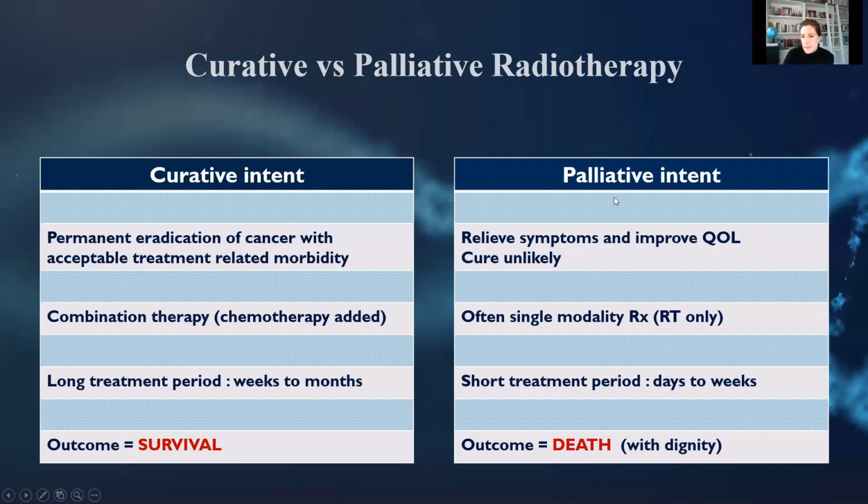If we are palliating someone with head and neck cancer, we realize that cure is unlikely. In our setup, and I'm sure in yours as well, this can form quite a large percentage of the patients that you see with head and neck cancer. We see a lot of patients presenting with advanced disease for many reasons. So here we're trying to relieve the symptoms and improve their quality of life. We often, almost always, only use one modality. In our situation, usually radiotherapy alone. Chemotherapy plays a much smaller role in treating head and neck cancer.